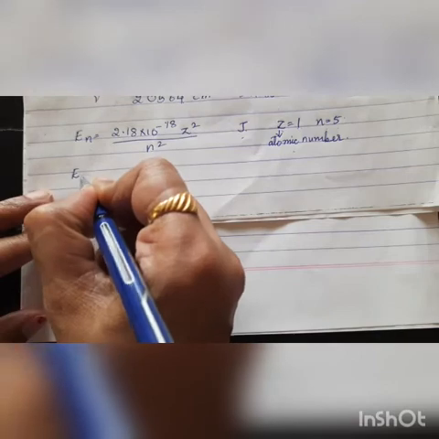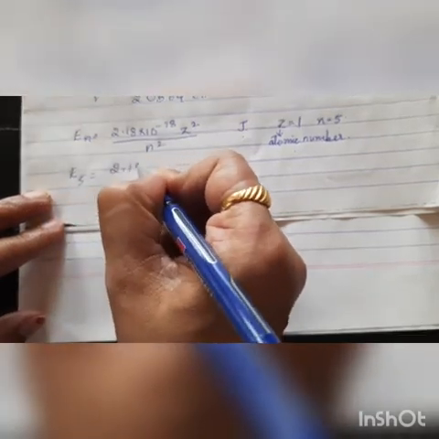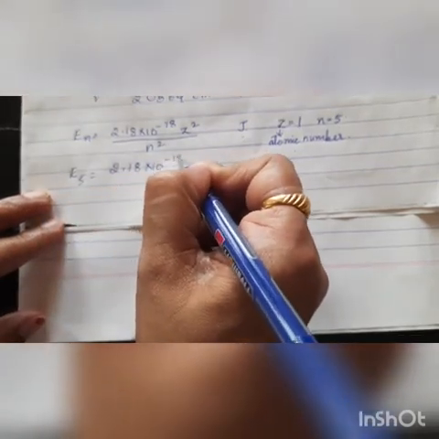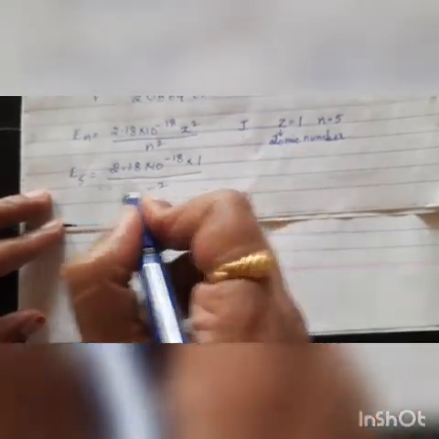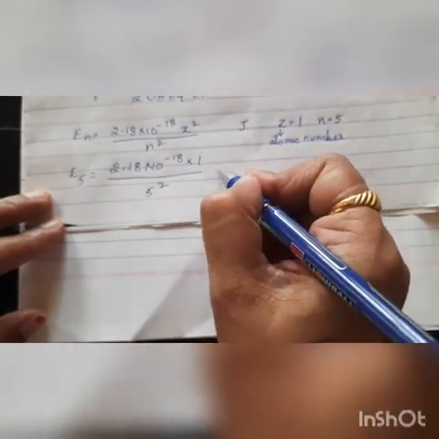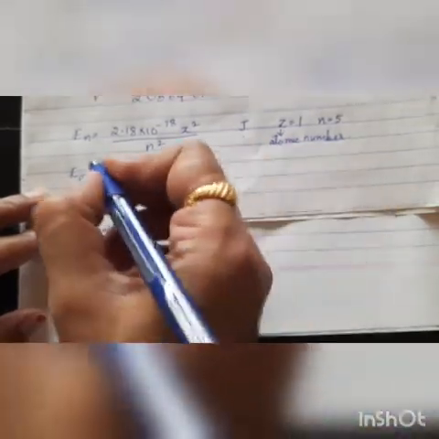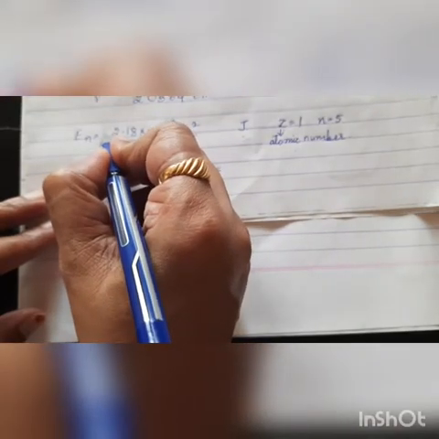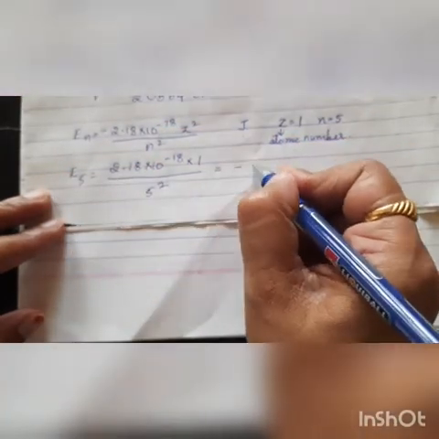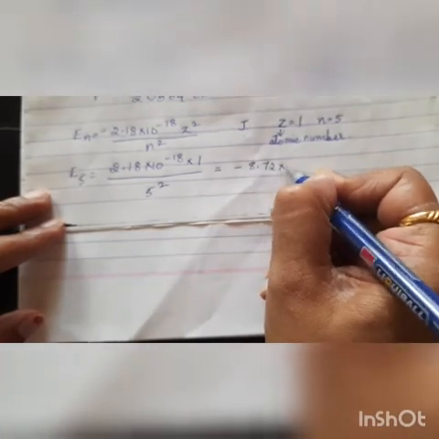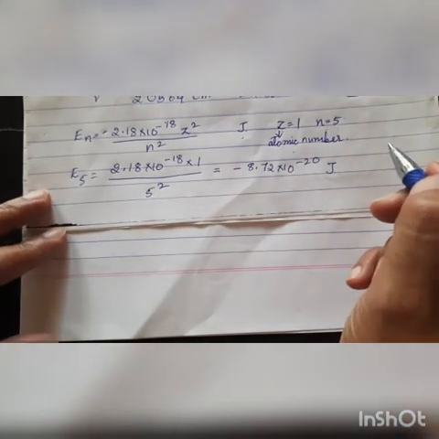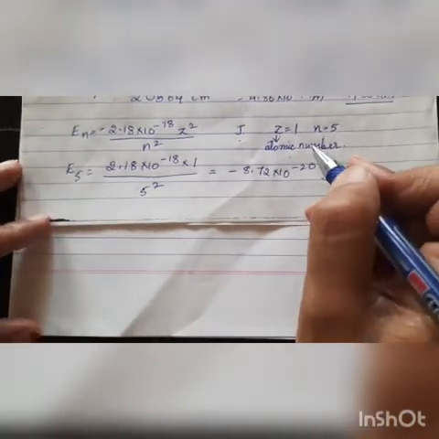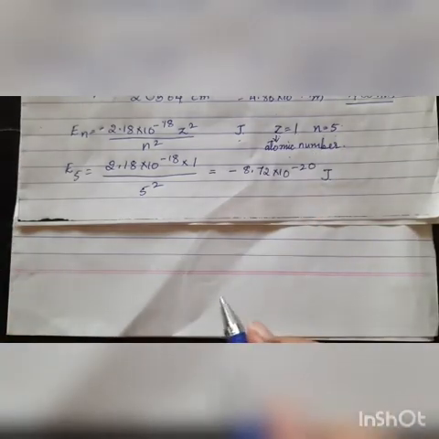So let us take the substitution. E_5 is equal to 2.18 × 10^-18 × Z = 1, whole divided by 5². So when you do this calculation, here we are going to consider the minus sign. So you are going to get minus 8.72 × 10^-20 joules. So this is how we have the energy associated with the fifth orbit of the hydrogen atom.